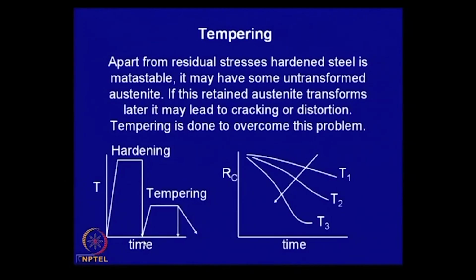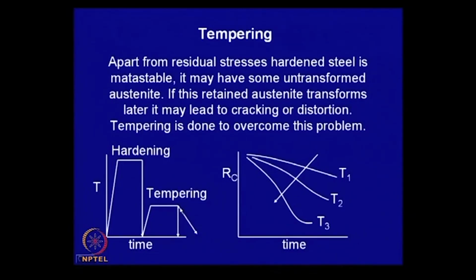And while tempering, this is the hardening step: heating, soaking, quenching, and then heating to a temperature much lower than the critical temperature. You can heat almost up to 700, and depending on the temperature you get specific properties.